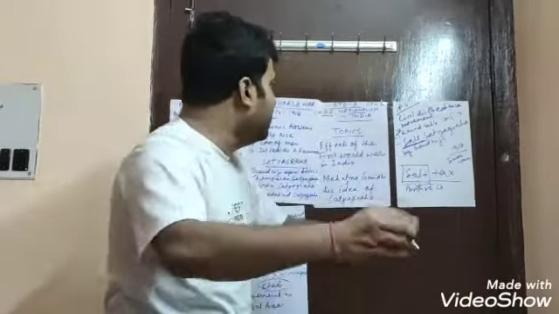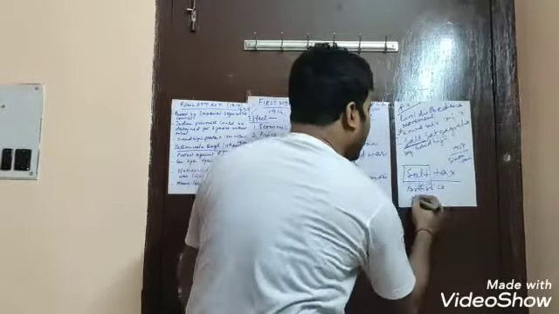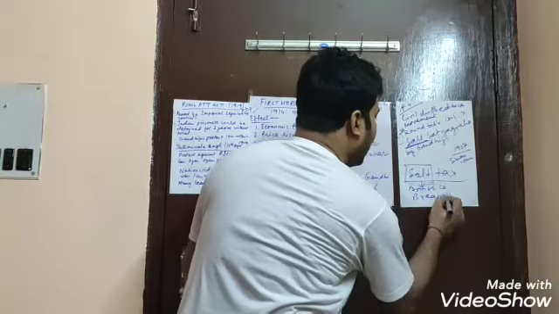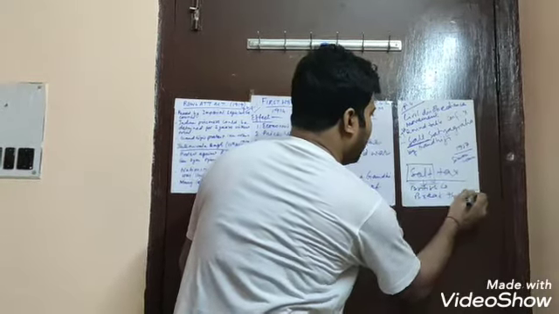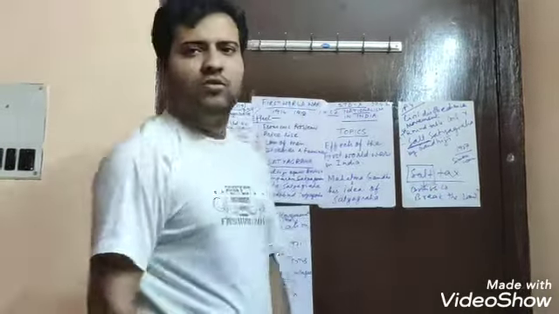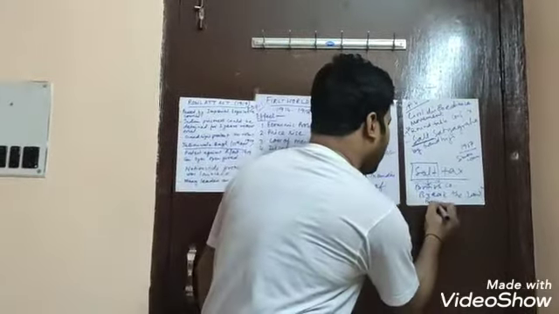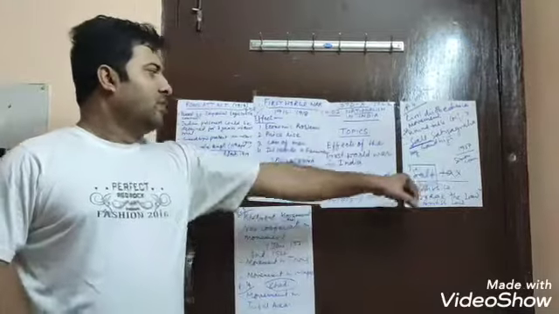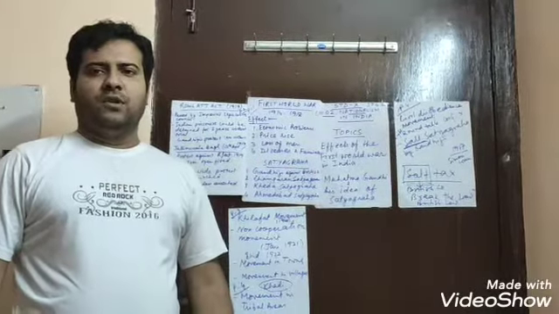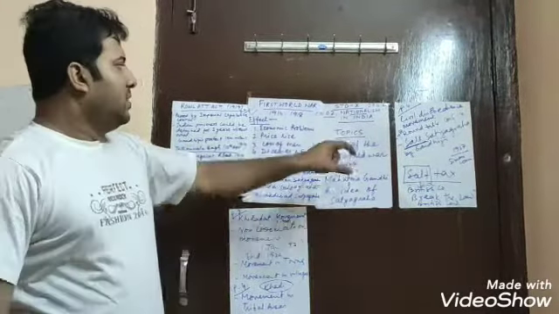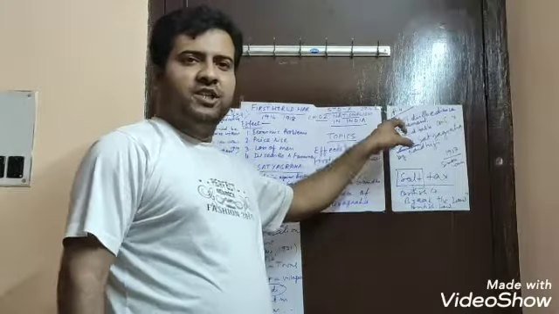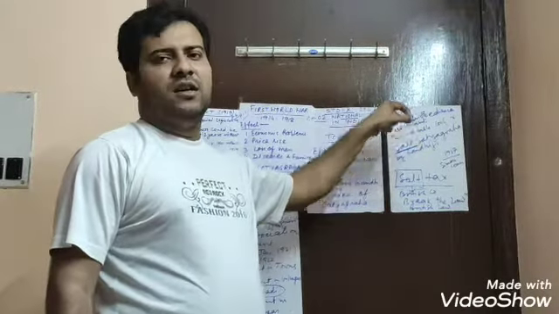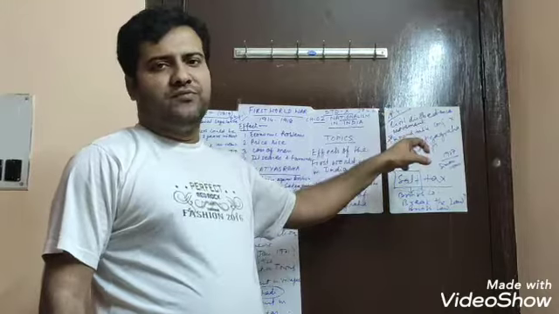So the main intention of the civil disobedience movement is what? That is, break the law. Whose law? The British law. So this was the civil disobedience movement and the Salt Satyagraha.